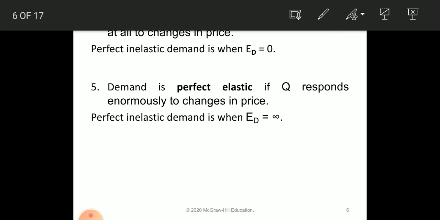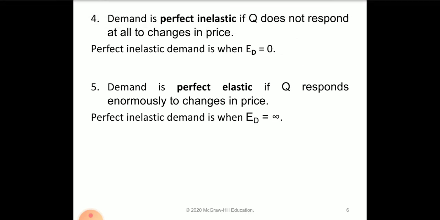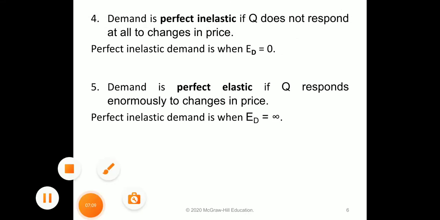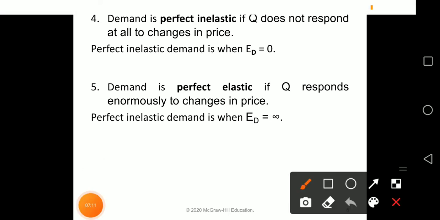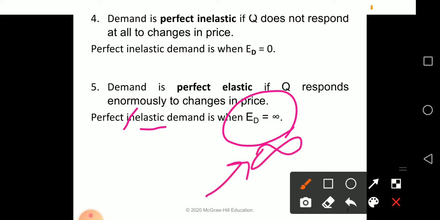Perfectly elastic demand is when the elasticity of demand is equal to infinity. Okay, it changes. Please write it: it's perfectly elastic demand, not inelastic, because we have infinity. This is the symbol of infinity. This means it lasts forever.